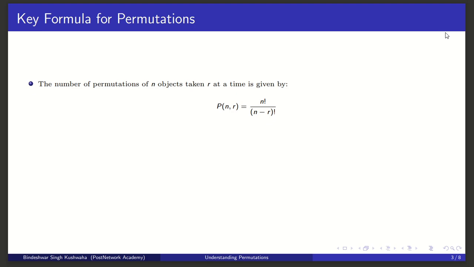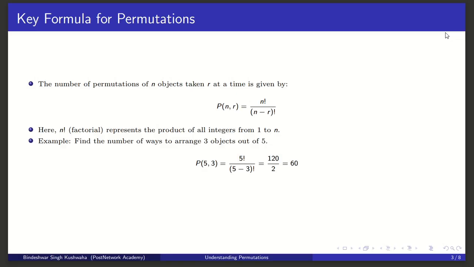Let us see the formula for permutation. The number of permutations of n objects taken r at a time is denoted as nPr, which is factorial n upon factorial n minus r. And here factorial represents the product of all integers from 1 to n. So factorial 1 is 1. Factorial 2 means 1 into 2. Factorial 3 means 1 into 2 into 3. Factorial 4 means 1 into 2 into 3 into 4.